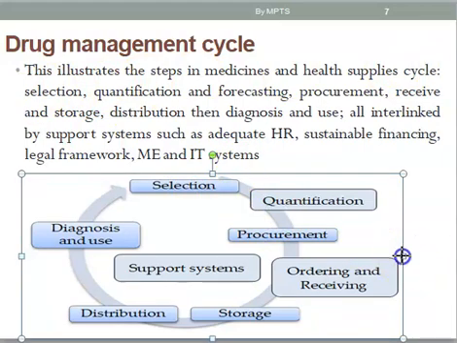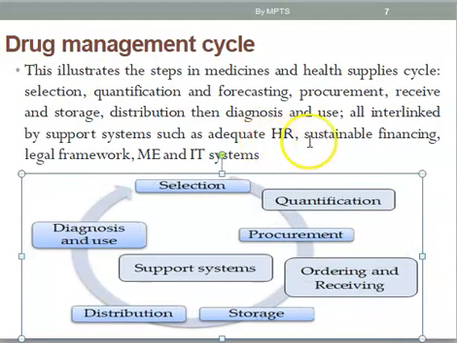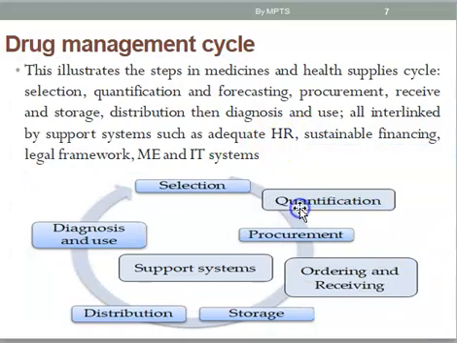Selection, let me first enlarge it. From selection, we have quantification, procurement, ordering, storage, and distribution, and then diagnosis and use, and then the cycle repeats. However, in the middle, you have the support systems. Support systems include adequate human resource, sustainable financing, the legal framework, all the laws, and monitoring and evaluation. This one is very important, and the IT systems, because you can't manage all these without IT systems.